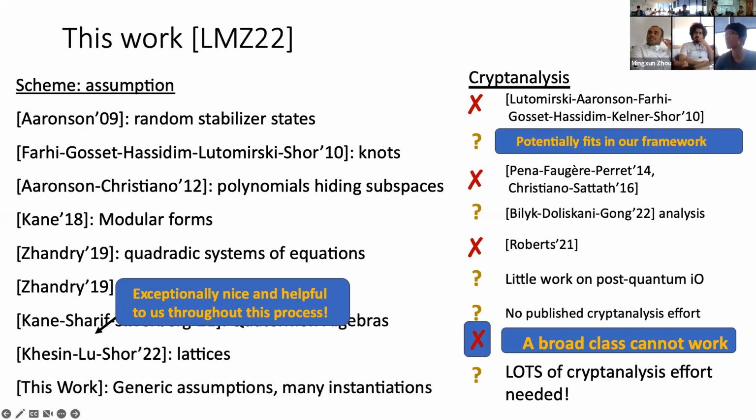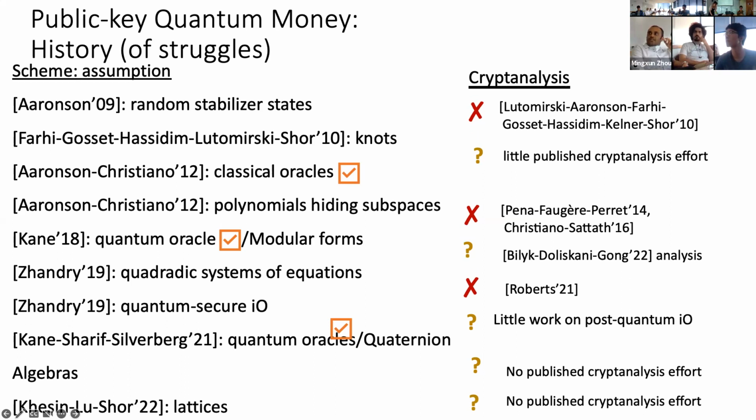Which of the constructions still stand today, at least in terms of cryptanalysis? Stand today, meaning not known to be broken currently. Okay, so anything that has a check or a question mark is not known to be broken. By having a check, I mean at least they have a direct proof, so they have a correct reduction.